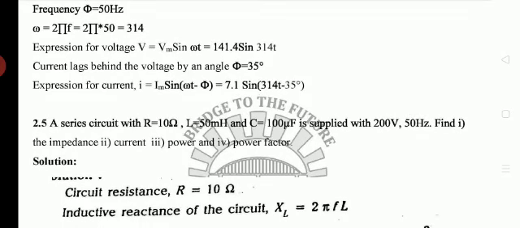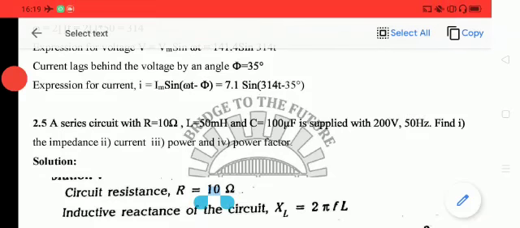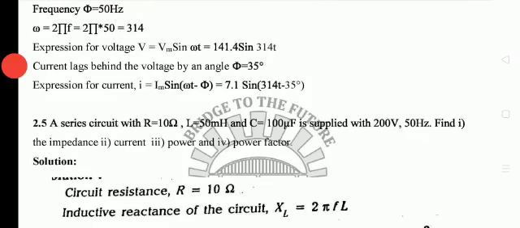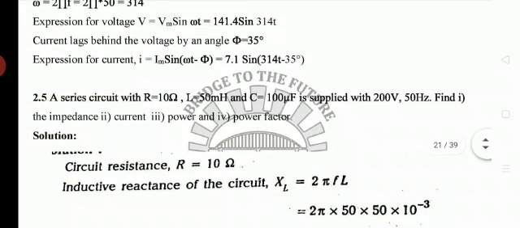It is not I equal to Im sin omega t, it is I equal to Im sin of omega t minus phi, because it is an RL series circuit. If it had been a pure inductive circuit, then the equation would have been I equal to Im sin of omega t minus pi by 2. Since it is an RL series circuit, the standard equation is I equal to Im sin of omega t minus phi. Phi is directly given, so just substitute Im 7.1 sin of 314t minus 35 degree. So this is the expression for current.